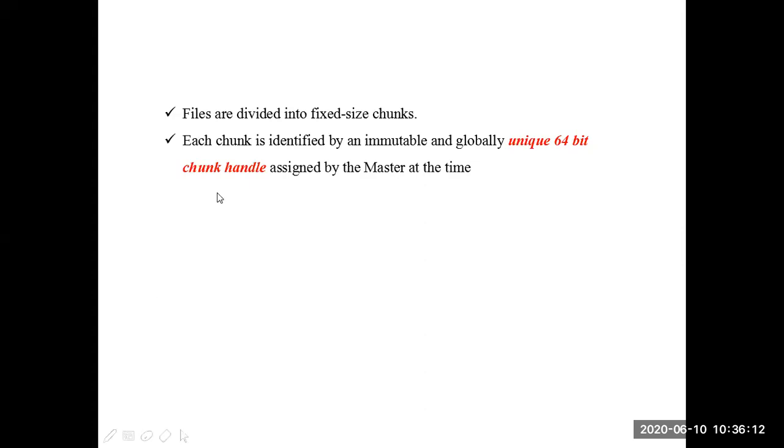Clear? What does chunk handle mean? Simply, in our language, it is the name of the chunk. The identification, the ID of that chunk, is called the chunk handle. Clear, Andy?